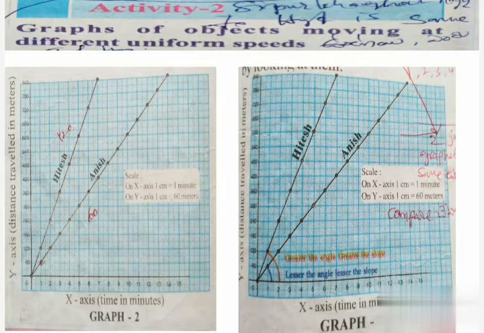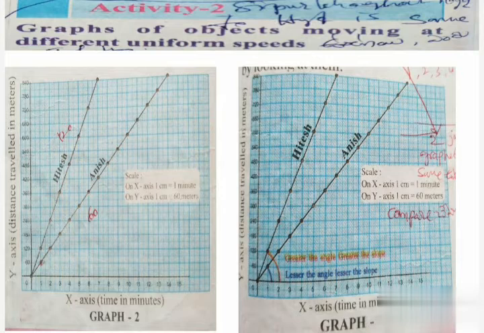So what is the average speed of Anish? Average speed is total distance by total time taken. The total distance from Anish's home to school is 840 meters and the time taken is 14 minutes. 840 by 14 is 60 meters per minute.